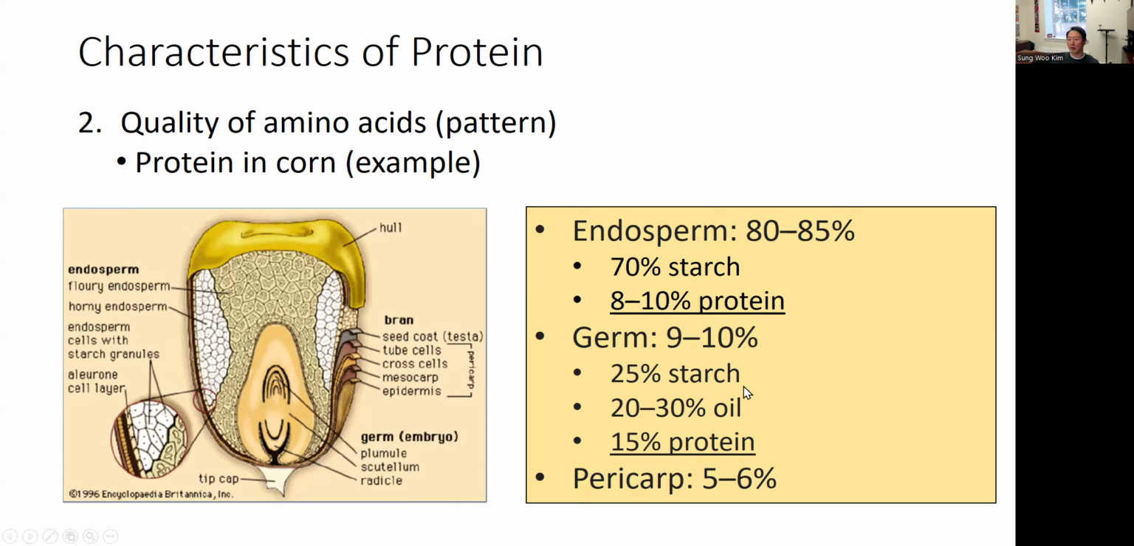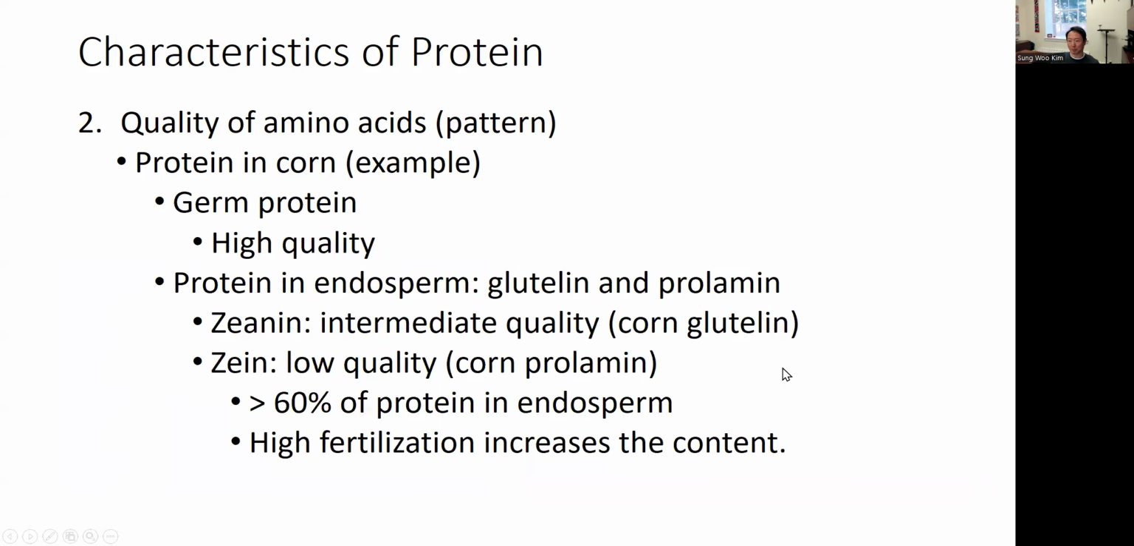Let's talk about the composition or quality of those proteins from endosperm or from germ. Protein in corn. Let's talk about the protein in germ. Call it germ protein. Germ protein is high quality, high feeding quality, either for animals or humans, avians and mammals. The protein from germ has high quality compared to the protein found in the endosperm.